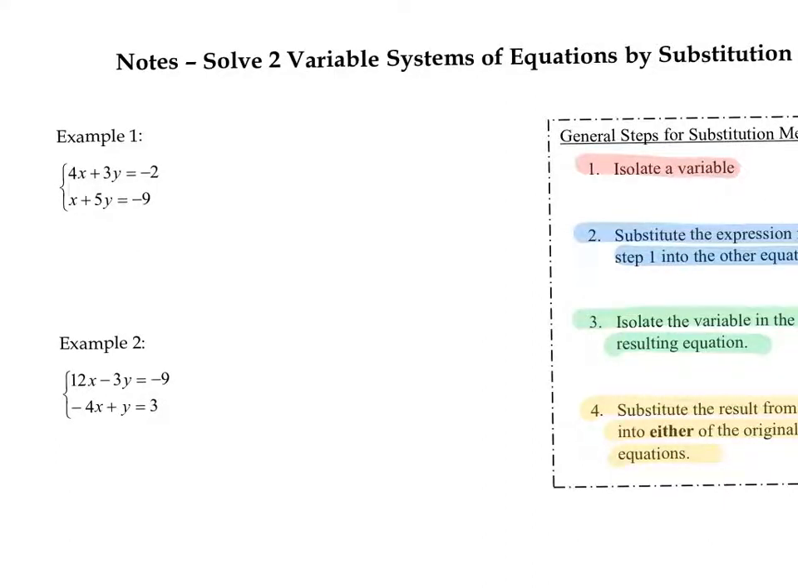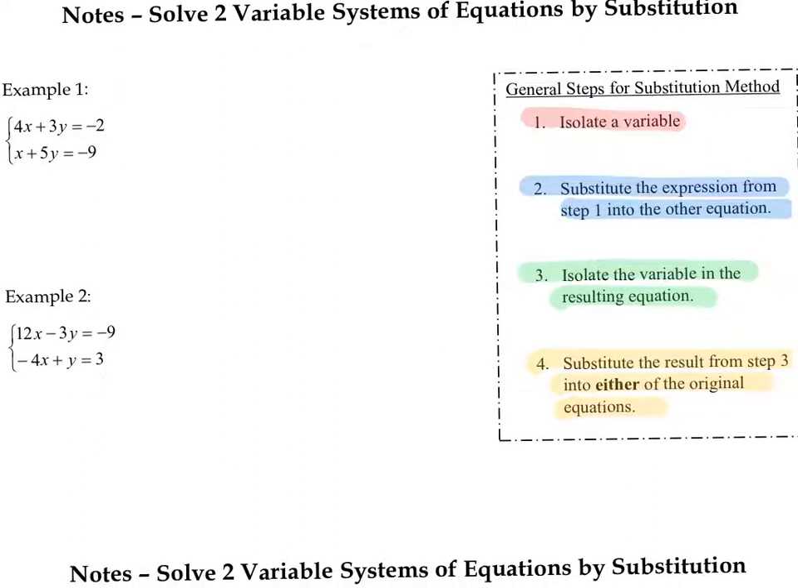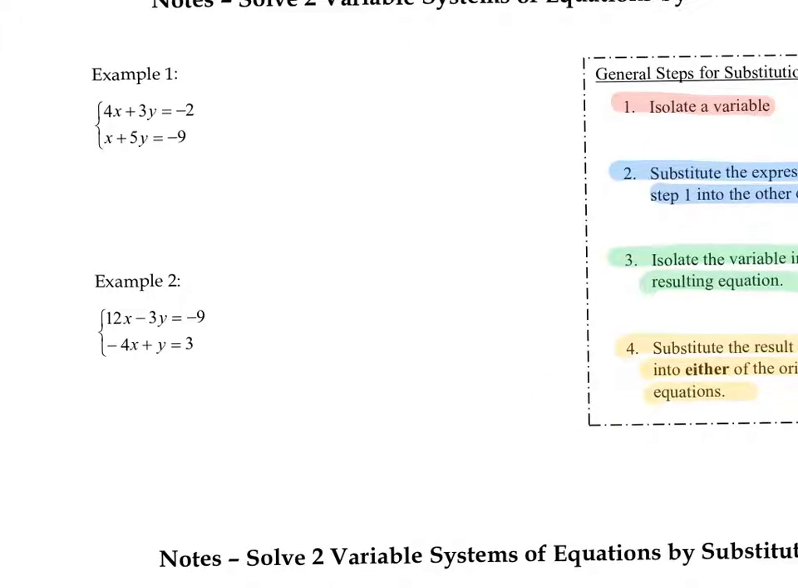So today what we're going to do is solve two variable systems of equations using substitution. The first step it tells us over here is that we need to isolate the variable. In order to isolate the variable, what we need to do is get one of these x or y's by itself.